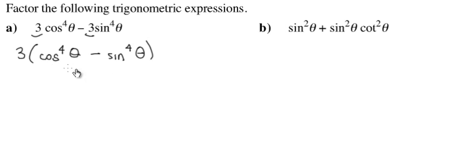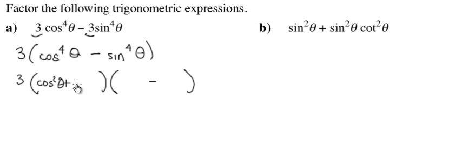Actually, I'll give you more than that. This can be factored further. How? It's a difference of squares because this is a perfect square. It's something to the 4th power. And this is also something to the 4th power. So we can split this up like a difference of squares. Two big brackets with a plus and a minus. The square root of this piece, which is cosine squared, goes in the first spaces. And the square root of this piece goes in the second spaces. So sine squared theta and sine squared theta.